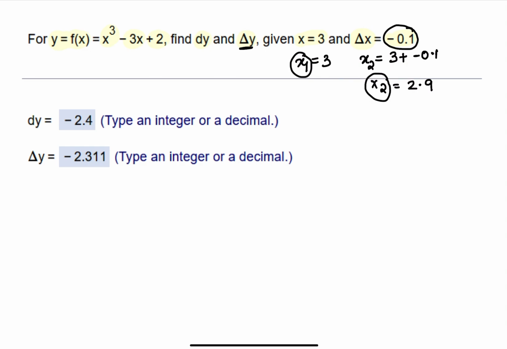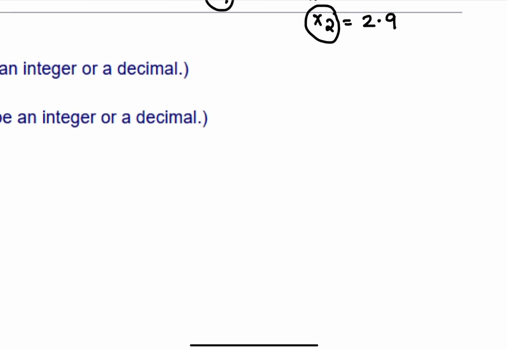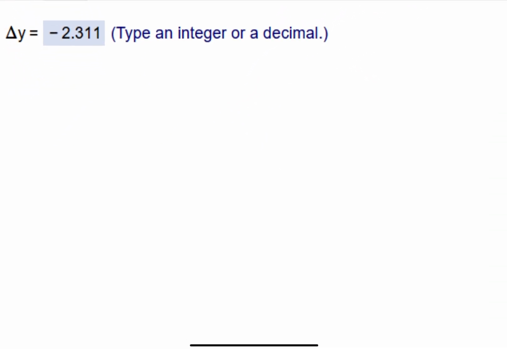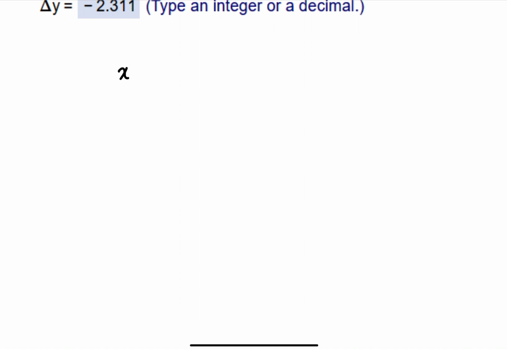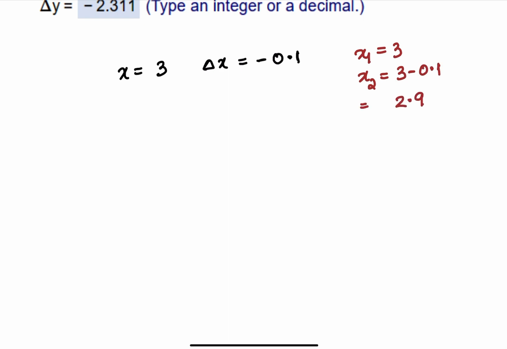And they say find dy and find delta y. All right, but you know the first step. Let's go ahead and do this right here. I'm going to rewrite my x1 or my x. They gave me my x is 3 and they gave me my delta x is negative 0.1. So you see, if the delta or the difference is positive, that means your x is increasing. If the difference is negative, that means my x1 is 3 and my x2 is 3 minus 0.1, which is 2.9. So this is what you should look at: the change from one x to the other.